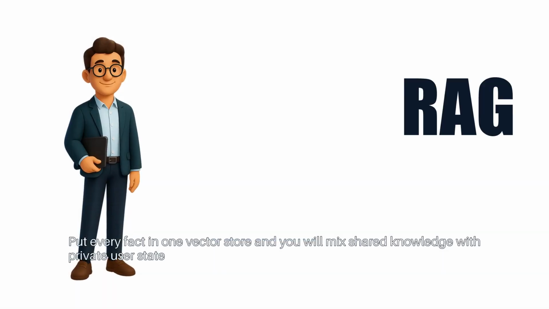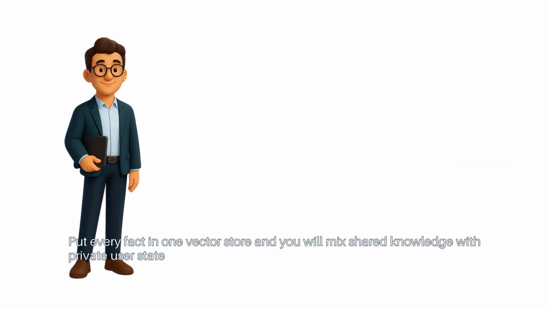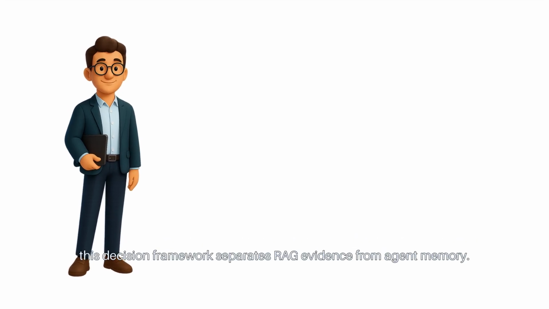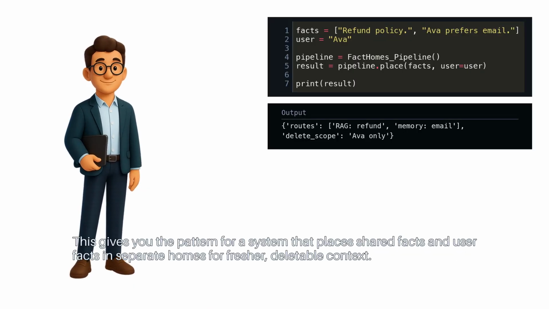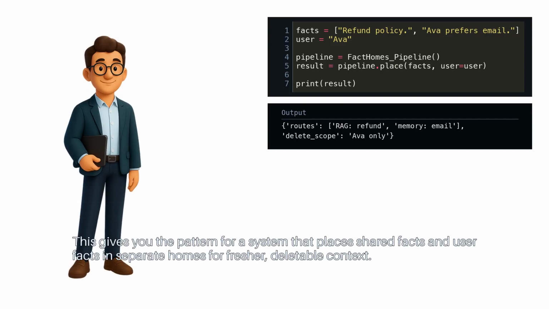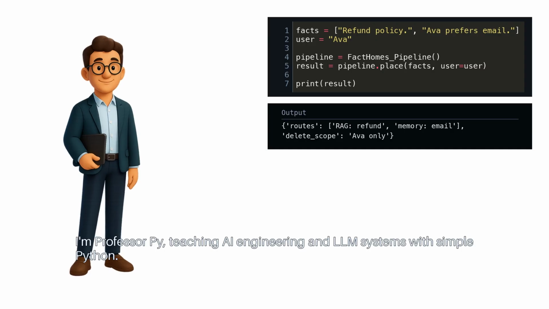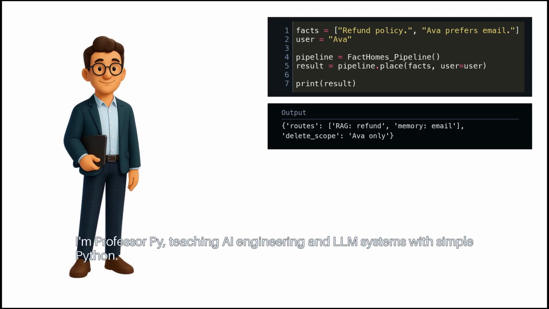Put every fact in one vector store, and you will mix shared knowledge with private user state. This decision framework separates RAG evidence from agent memory. This gives you the pattern for a system that places shared facts and user facts in separate homes for fresher, deletable context. I'm Professor Pi, teaching AI engineering and LLM systems with simple Python.